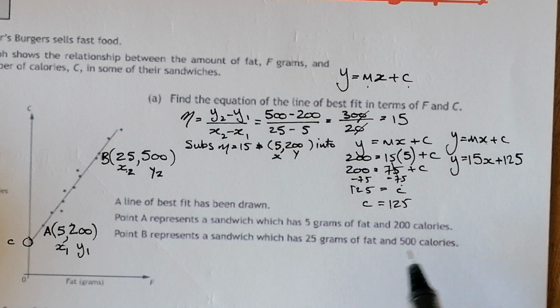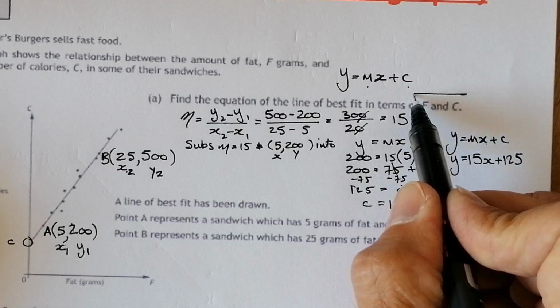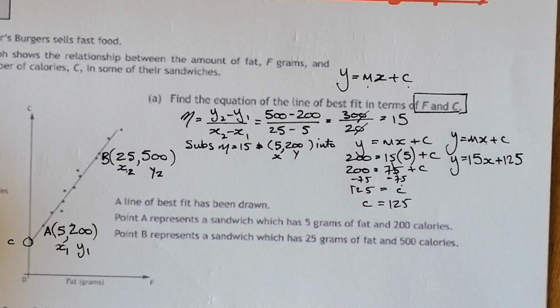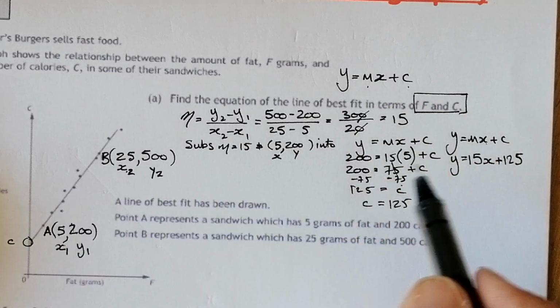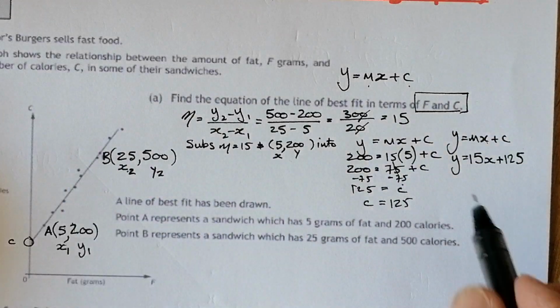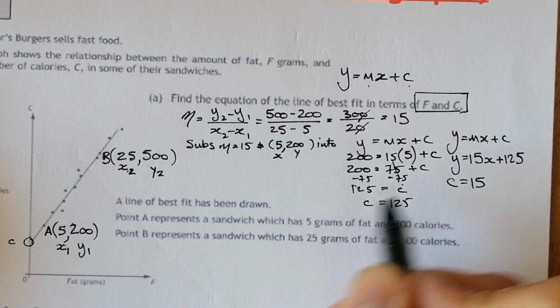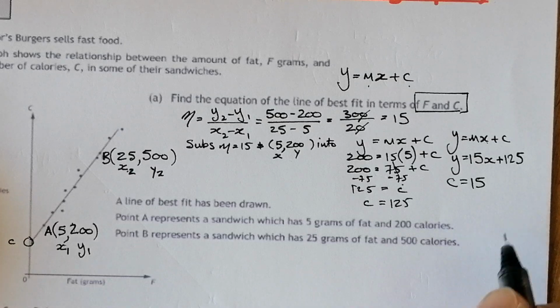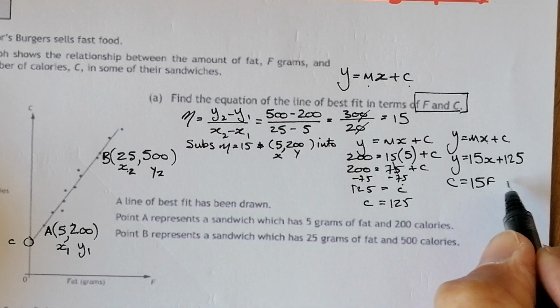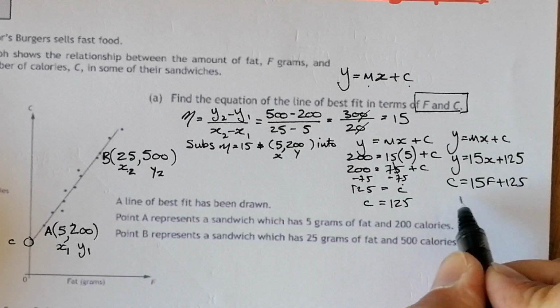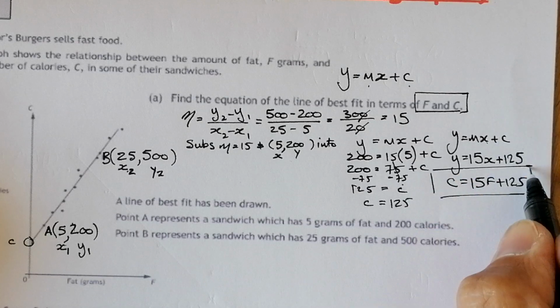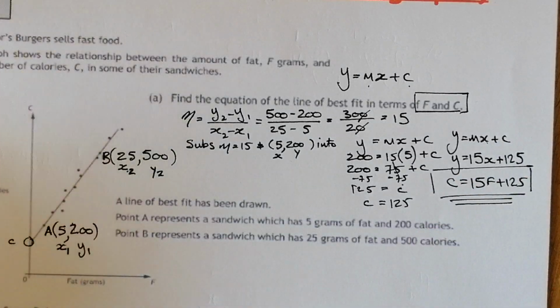But I've been asked for the equation in terms of using the letters f and c. So instead of y, I've got c. So there we go. So c is equal to 15, and instead of x, I've got f. Okay, so that's going to be f plus 125, and that there is the equation that was after for part A.